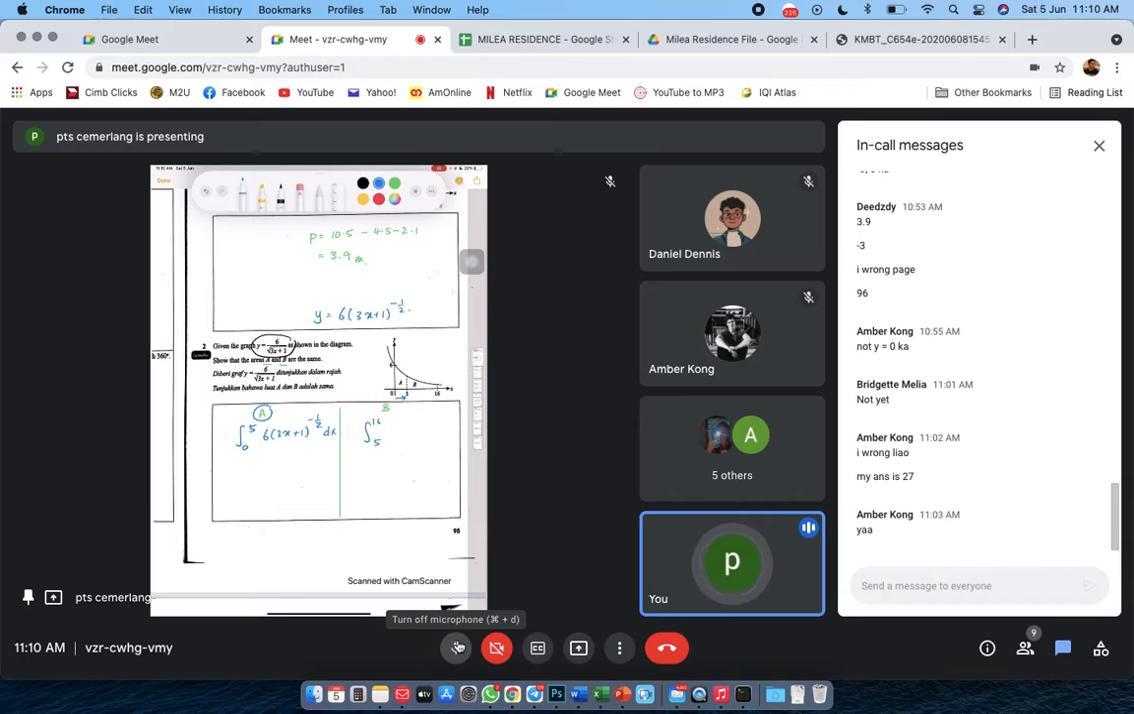Is it the same curve? Yes, the curve is still the same. Masih lagi sama curve tu, so it means that you have 6, 3x plus 1 to the power of negative 1 over 2 and then dx.